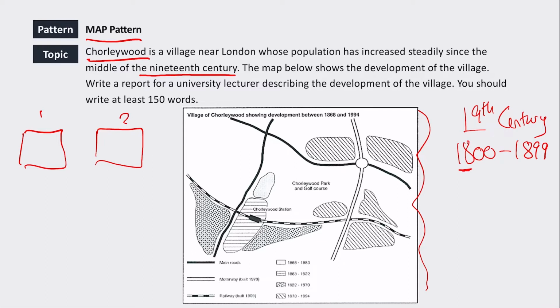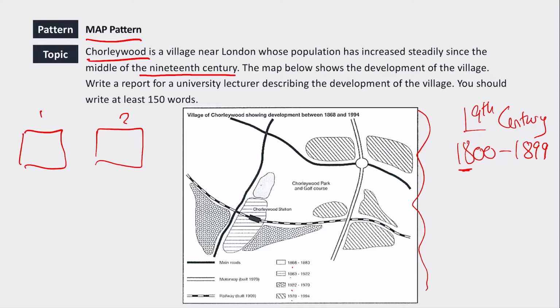The map below shows the development of the village. So you've got to describe how the village has developed. Rather than giving you different maps, they've said, well, I'm just going to show you in each year how it's grown. So this was very confusing for me when I first looked at it. And I was like, what are you talking about?